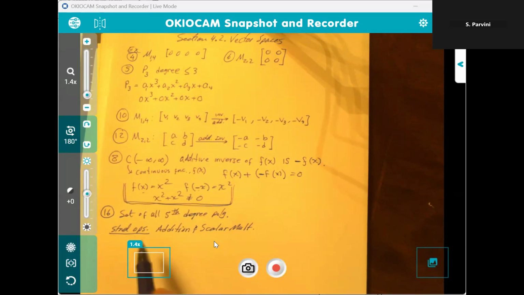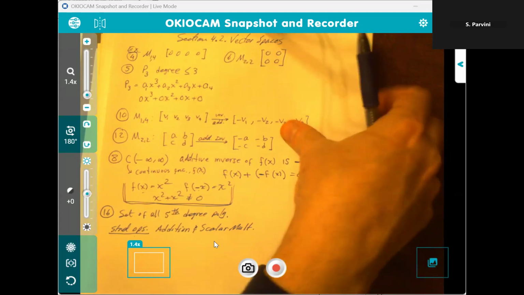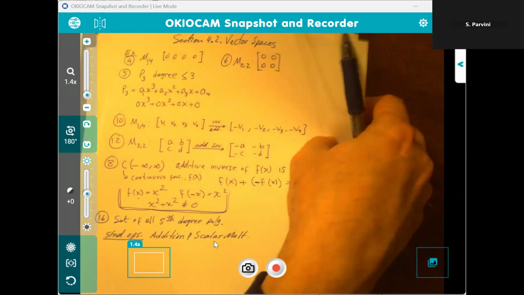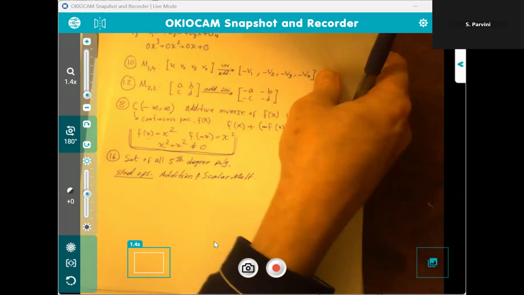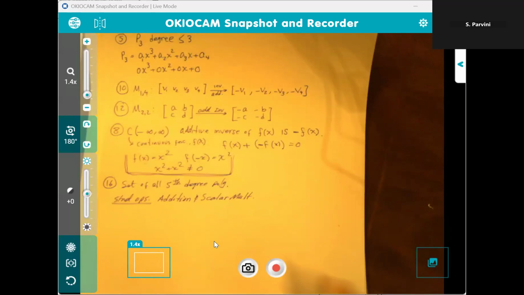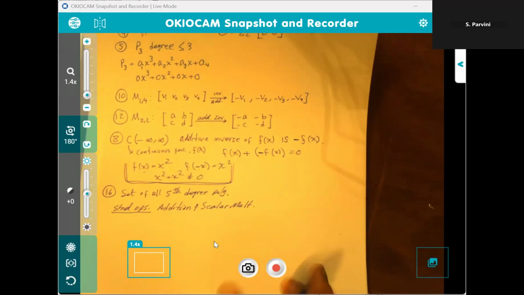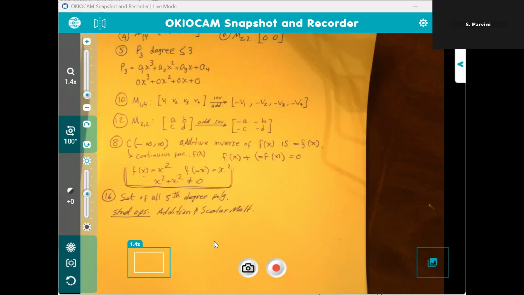Now, closed under addition means this. Will I add a fifth degree polynomial to another fifth degree polynomial and I always get a fifth degree polynomial? Is it true or false? You add a fifth degree polynomial to another fifth degree polynomial, and you always get a fifth degree polynomial. Is it true or false?